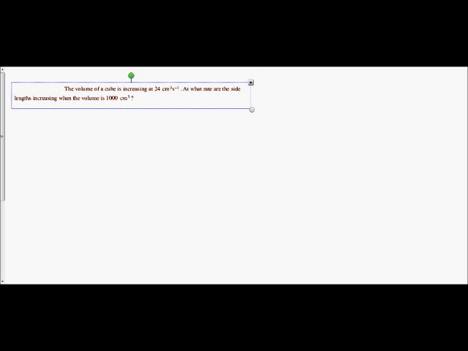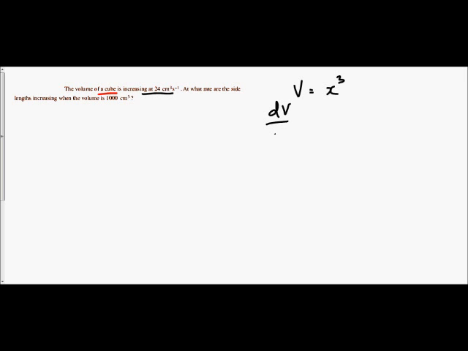Now let's do one more. It's on volume of a cube. So what is the volume of a cube? If you have x as its sides, it's x cube. It's increasing, so you are given the rate of increase of the volume dV dt, which is 24 cubic centimeter per second. Even by looking at the units, you know what is given. Cubic centimeter is volume and second is t, therefore it is dV dt.